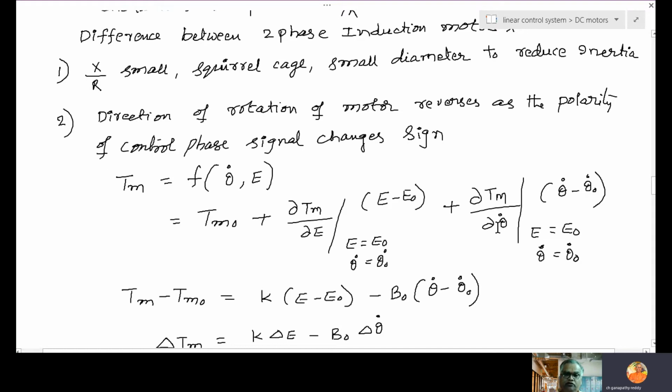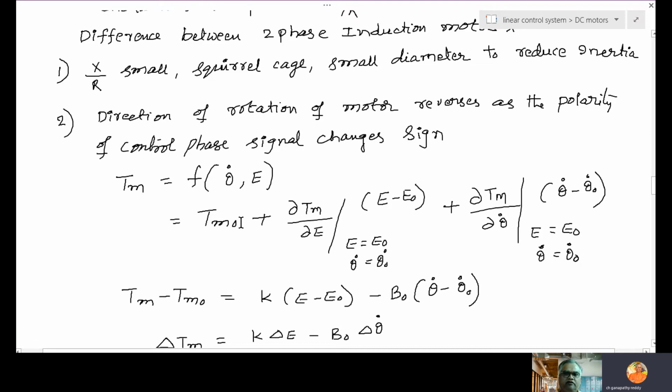So dou Tm by dou theta dot, at E equal to E naught, theta dot equal to theta naught dot, then here theta dot minus theta naught dot. This is the change. So this is like a transfer function into the change. What is the meaning of this in total? What is the torque because of this change? So voltage is equal to E naught, this is 0, this is 0.